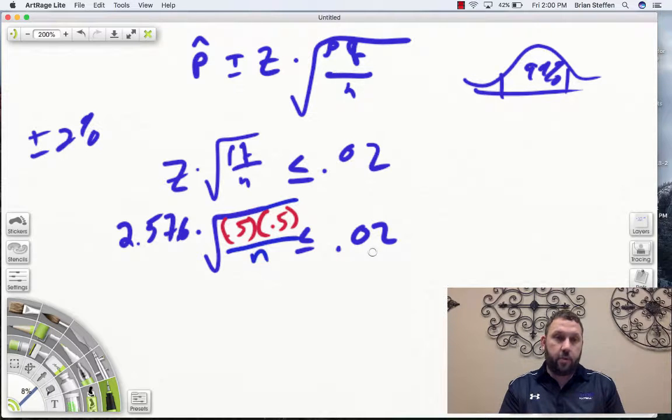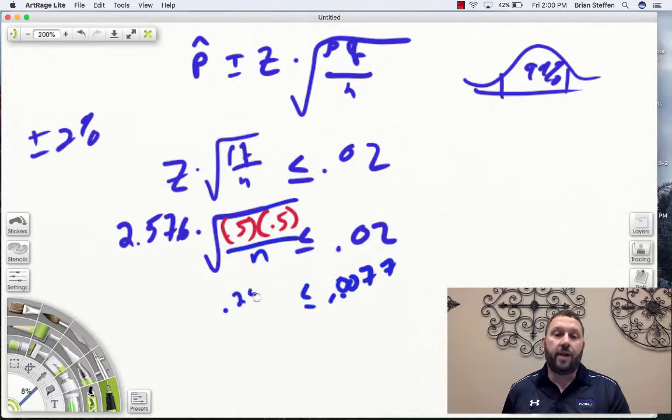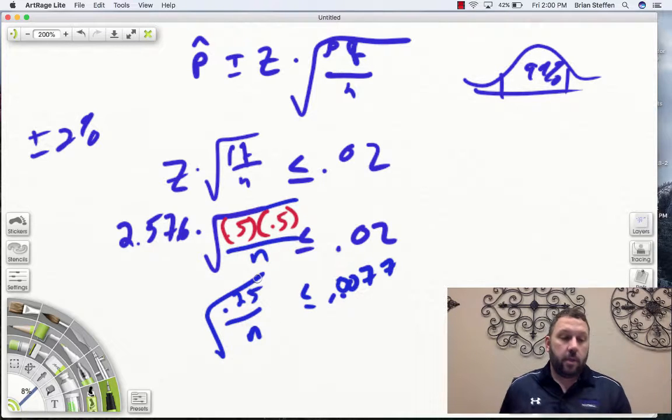0.02 divided by 2.576. So on the right here I have 0.0077 less than or equal to the square root of 0.25 over n, that's 0.5 times 0.5 over n, square root of the whole thing. So I square both sides, and I have now 0.25 over n less than or equal to a number on this side that I'm not going to write down. Multiply both sides by n.